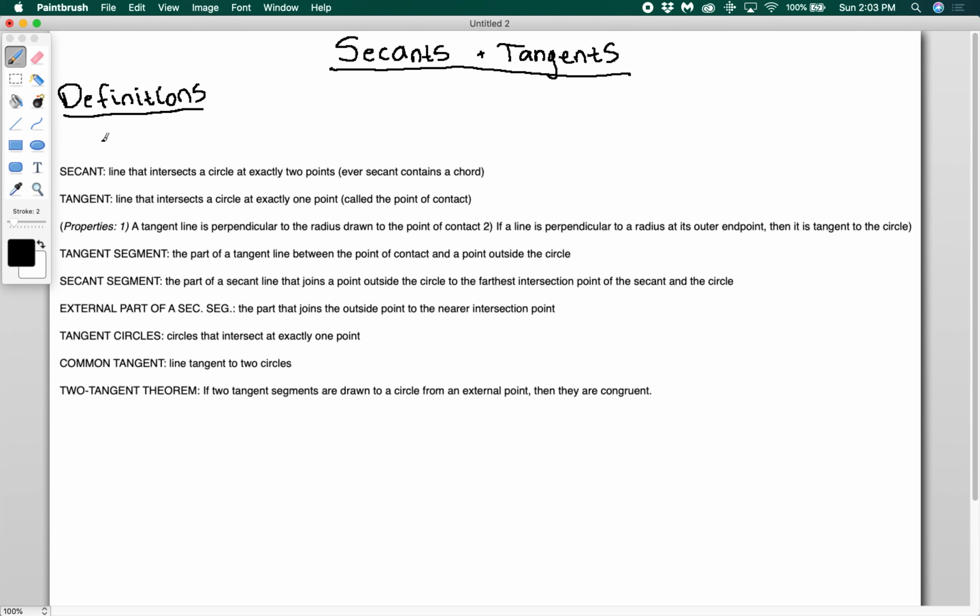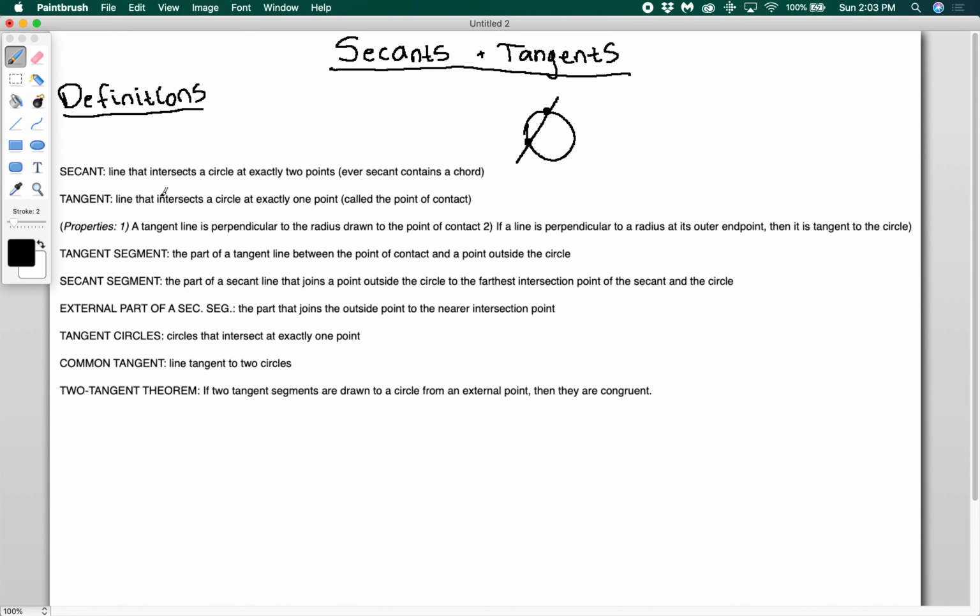So a secant is a line that intersects a circle at exactly 2 points, and every secant contains a chord. So if I have a circle, this is a secant, right? It intersects at 2 points. There's a chord that it contains.